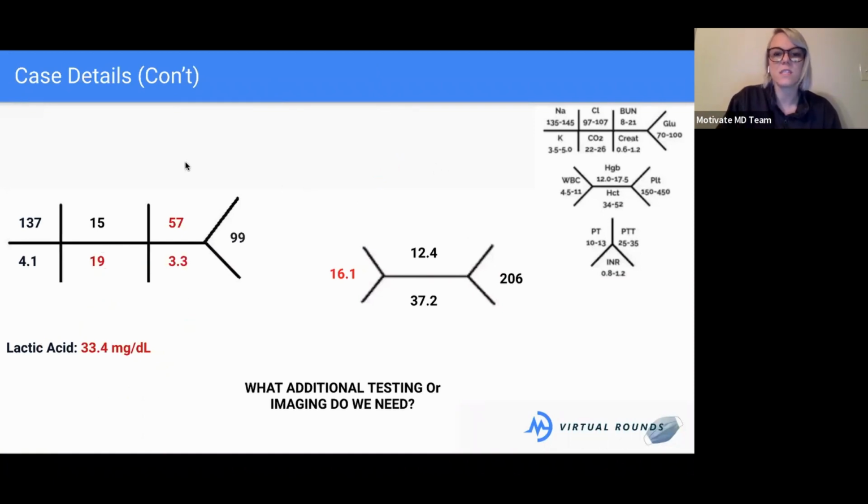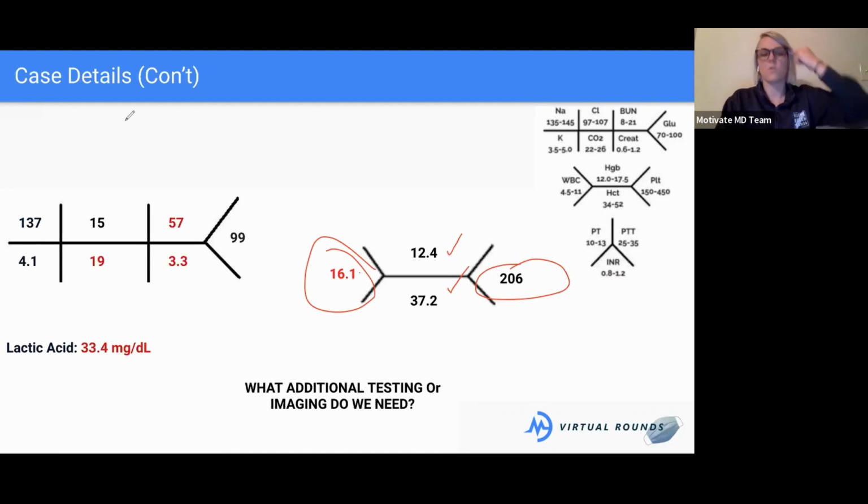We're going to talk about the CBC as well. And we see here that this white blood cell count is high. So our antennas are up in terms of this patient having an infection. Their hemoglobin and hematocrit look okay. Their platelets look good. So what imaging do you guys want to get? Or what other tests do you want?